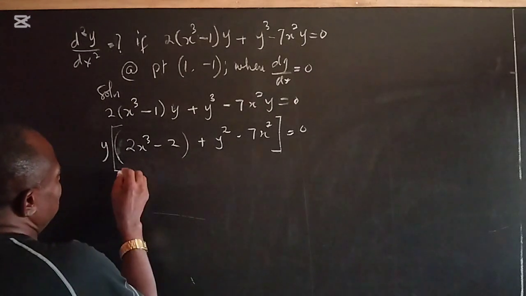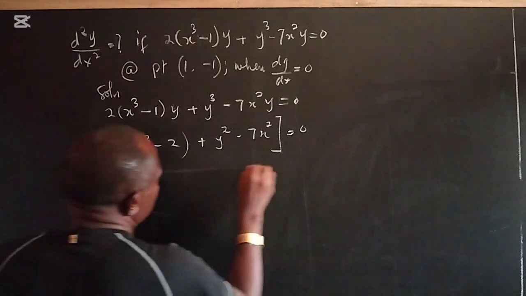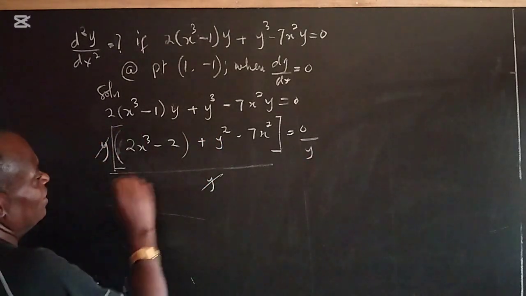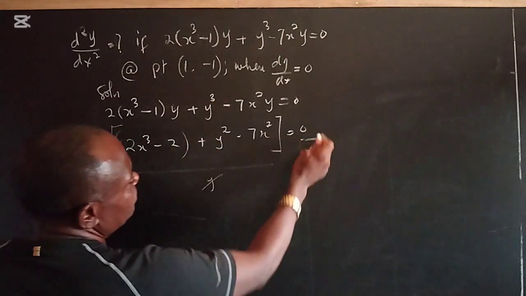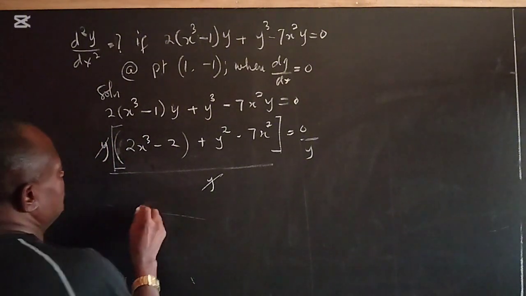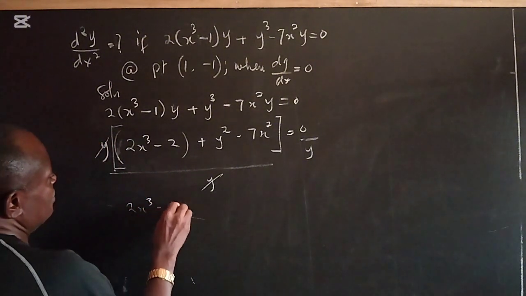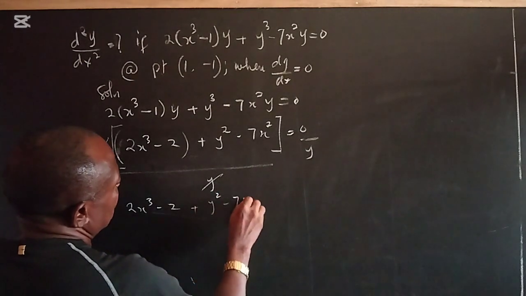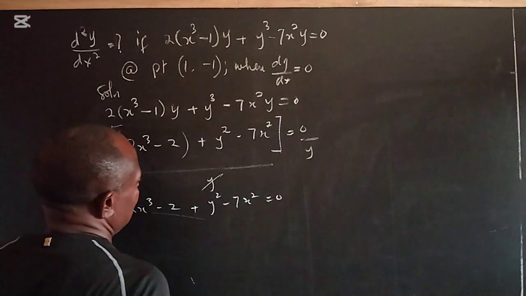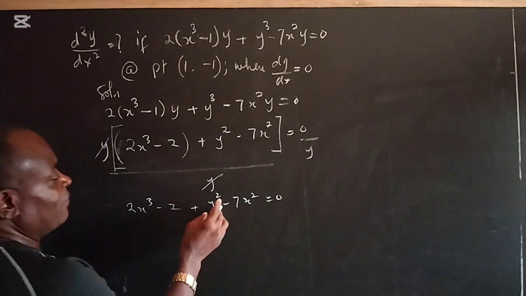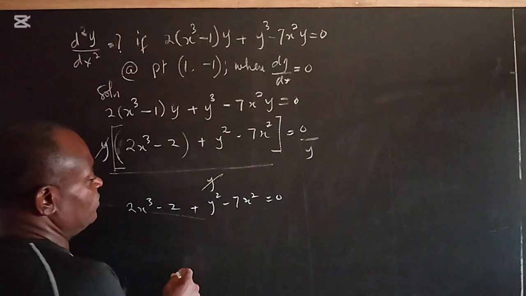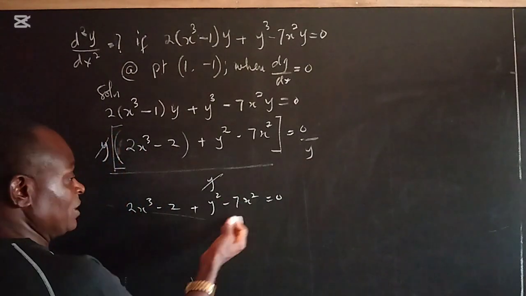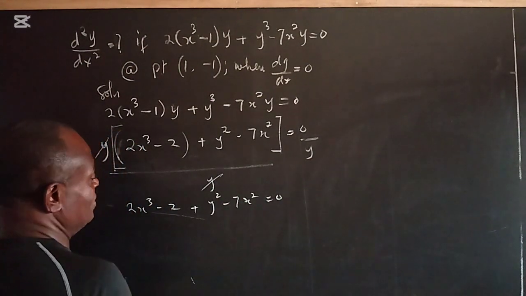So if we divide both sides of the equation by y, this y cancels and we are left with this. Of course, 0 divided by y is going to be 0. So we have 2x cubed minus 2 plus y squared minus 7x squared is equal to 0. Now we can make y the subject of the formula by transferring all the other terms to the other side, or as it is, you can go on with differentiation.